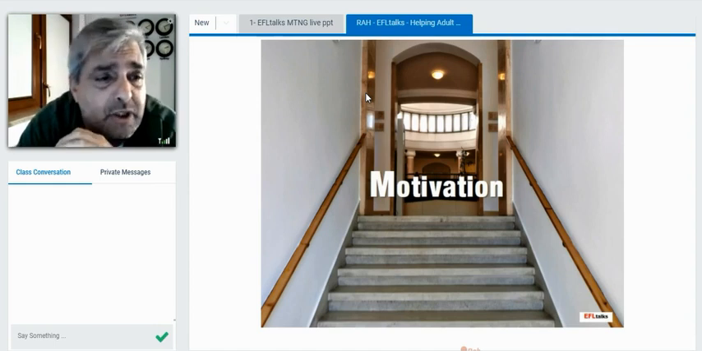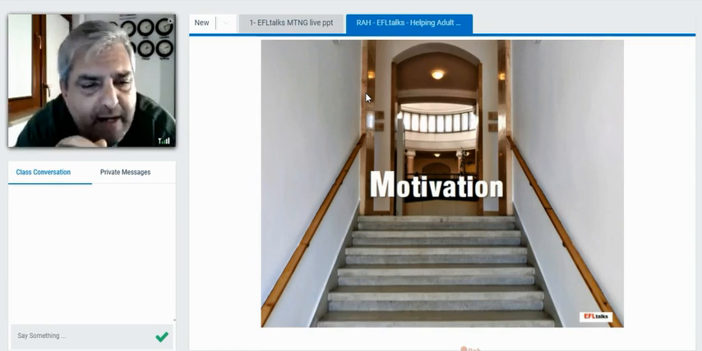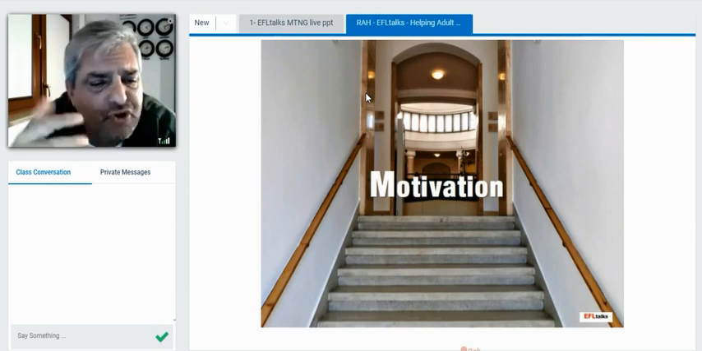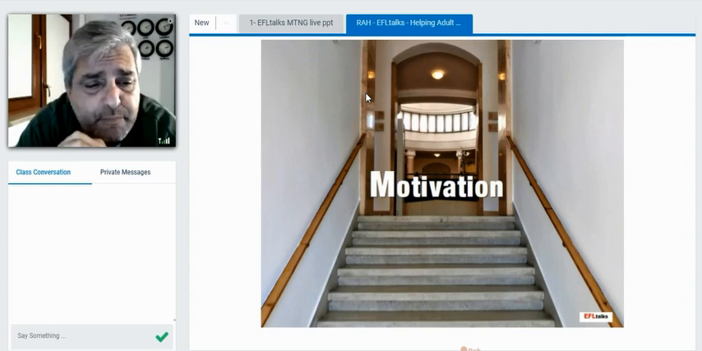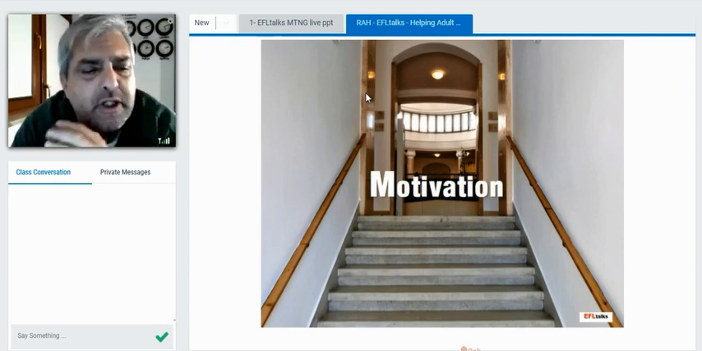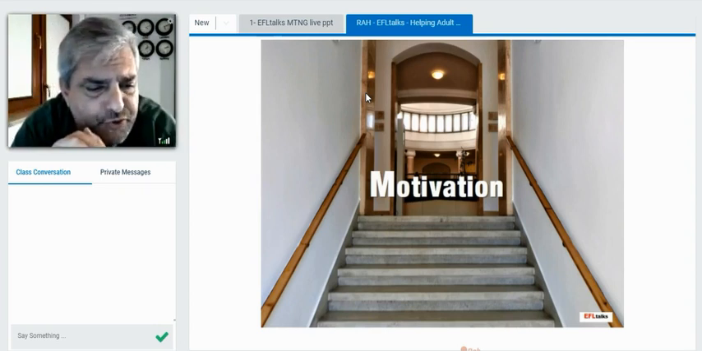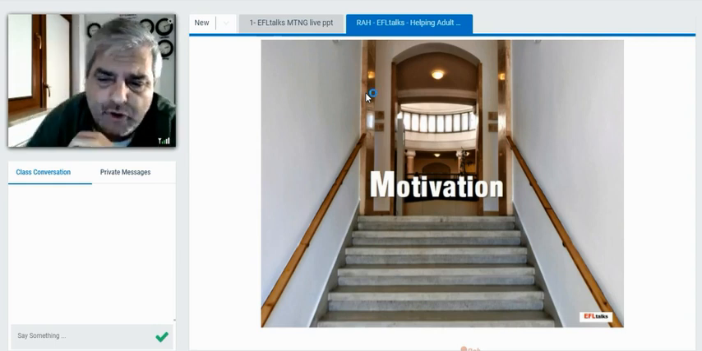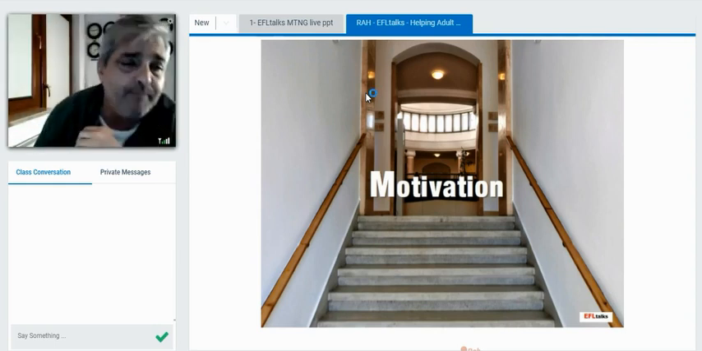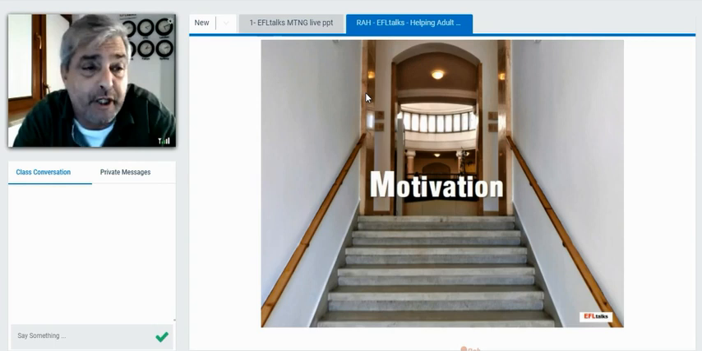Now, normally adults come to class with a clear purpose in mind, and it could be for their career, it could be for life in general, for traveling, for study. And this is a major contrast with the motivation between younger learners who normally are coming to class because they have no choice. They're forced to come. So adult learners usually have a higher level of motivation. They're more intrinsic learners than younger learners. And the huge difference is that adult learners are paying for the class, so they want to see value for their money.